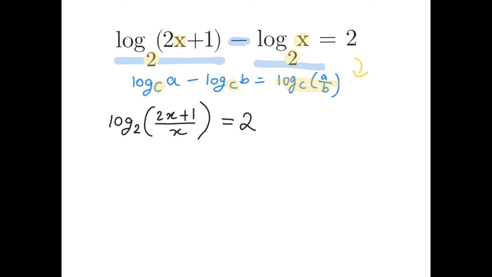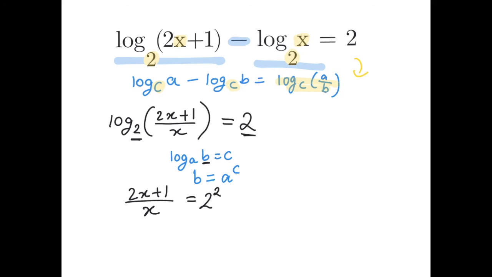The next rule we have to keep in mind to solve this is if log a b is equal to c, then b is just equal to a to the power of c. So if we apply this rule, we get 2x plus 1 over x, because that's our b in this equation, is equal to 2 to the power of 2, which is 4. So it becomes 2x plus 1 over x is equal to 4.